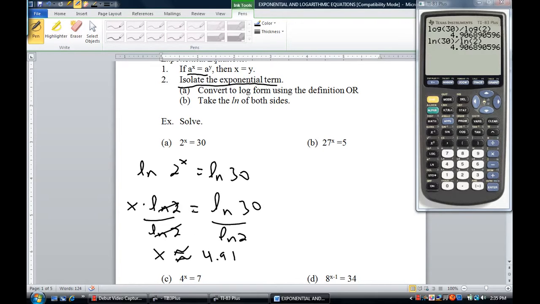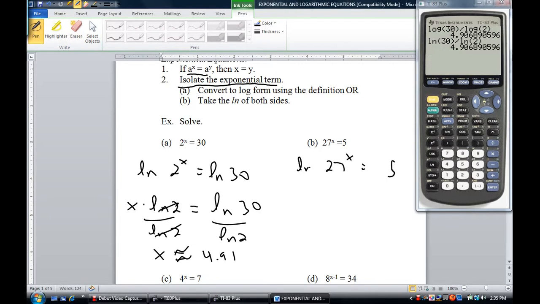But I'm going to use taking the natural log of both sides just to be consistent. That's what most books use, what most systems use, so that's what I'm going to use. Now let's do 27 to the x equals 5. No way can I make each of those have the same base. So I'm just going to take the natural log of both sides, and I should have given myself some space. I need some space.